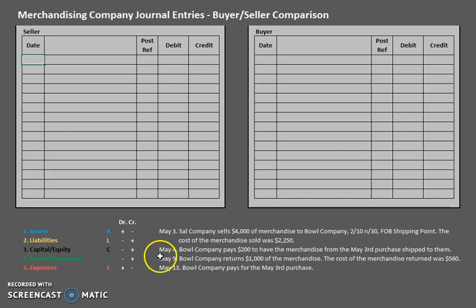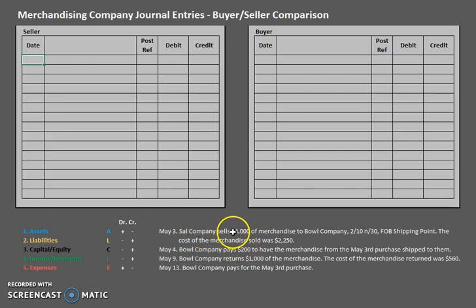So we have two companies. We have Sal Company and we have Bowl Company. Now Sal Company is selling merchandise to Bowl Company, and they're giving us some additional information like these terms here, as well as the cost of the merchandise sold. In our second transaction, we are going to show how to account for this freight cost that Bowl is paying for. And then Bowl is going to return some of the merchandise, and then Bowl is going to eventually pay for the merchandise. So let's take a look at this first transaction.